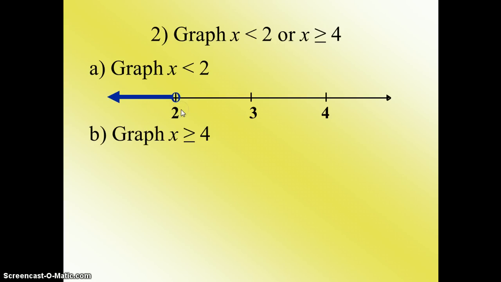So let's graph now x is greater than or equal to 4. Again we have the indicating sign right there. That means we're going to have a closed circle on 4. Our x is on the left, our arrow points to the right, so we draw our arrow to the right.